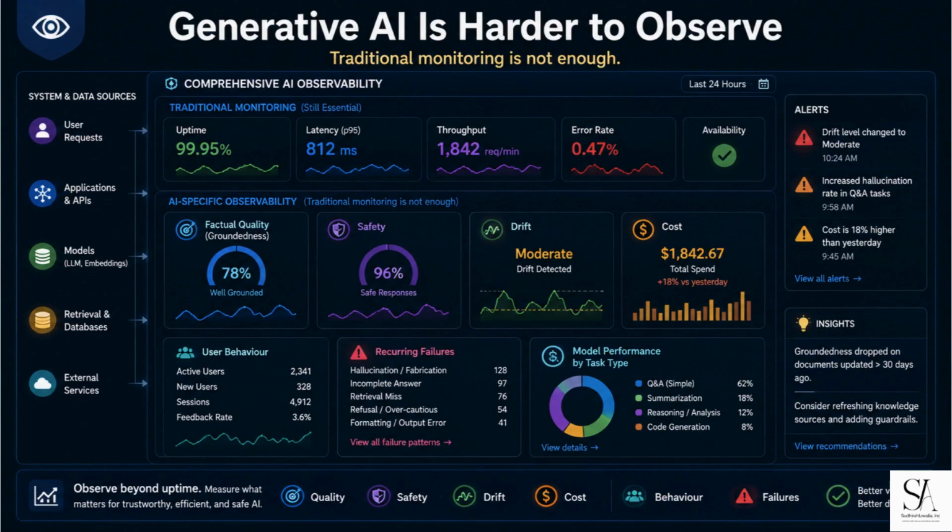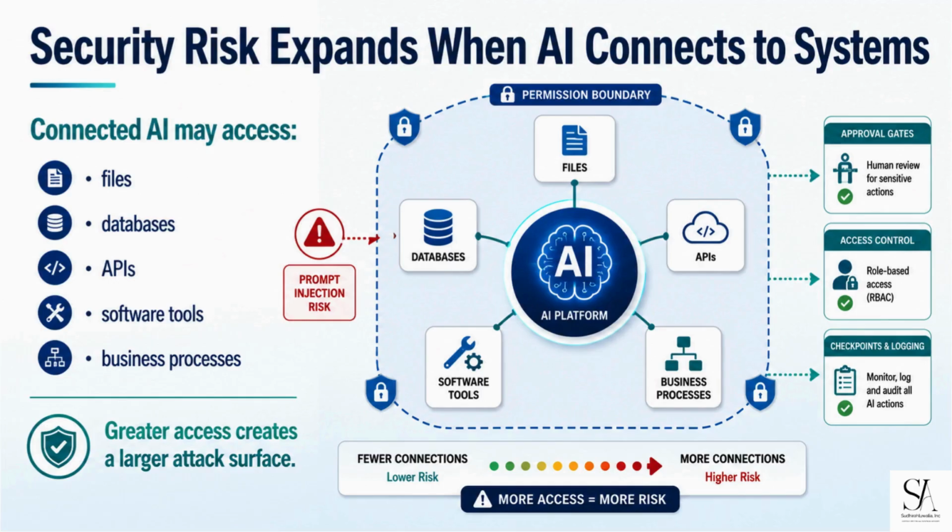Security design must therefore develop as system authority increases. Access controls, limited permissions, isolation of sensitive functions, logging, tool validation, approval gates, and human oversight become more important when generative AI moves from generating information toward interacting with operational systems. The 10th limit arises from governance and compliance.